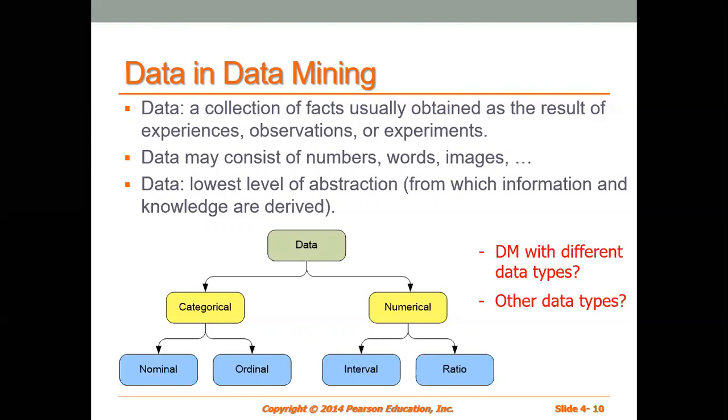Data may consist of numbers, words, and images. So it can be of different kinds, like numbers, words, images, or whatever else.